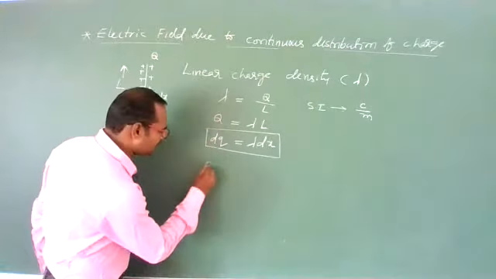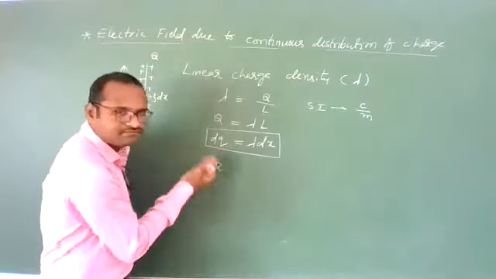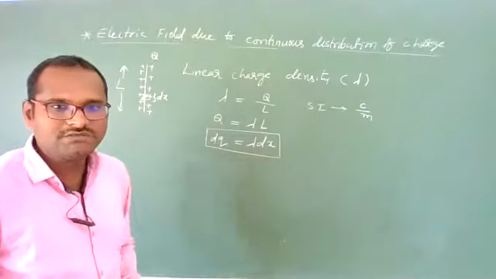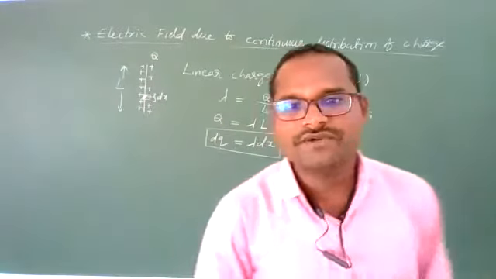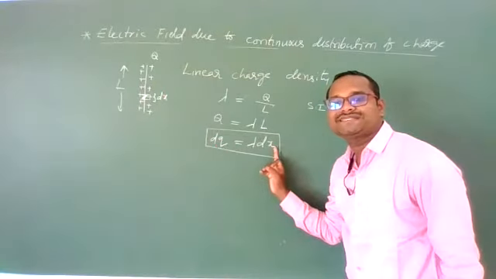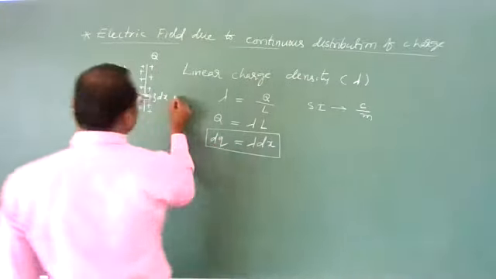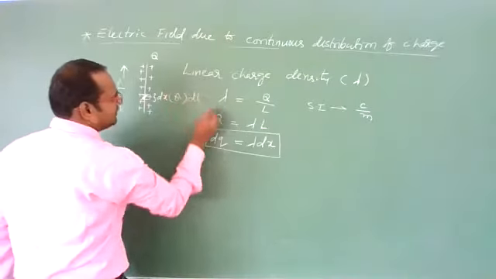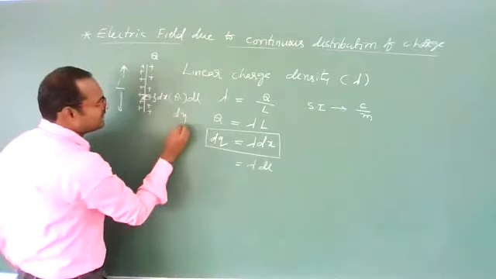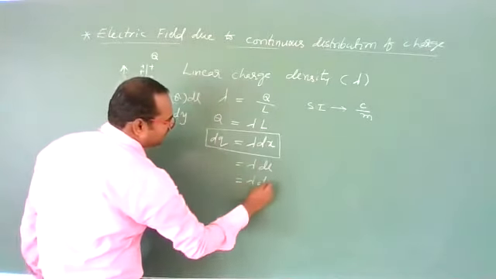Capital dq also you can write. Capital dq. Both are same. Okay? Clear? So this is about linear charge density. Whenever we write for linear charge density, you should write dq is equal to lambda into dx. If it is dl, then it will be lambda into dl. If it is dy, then it will be lambda into dy. That you need to remember.